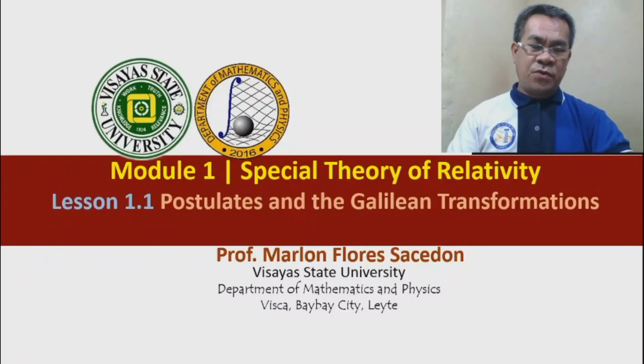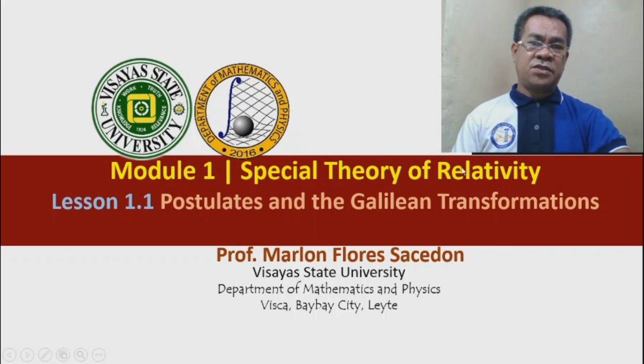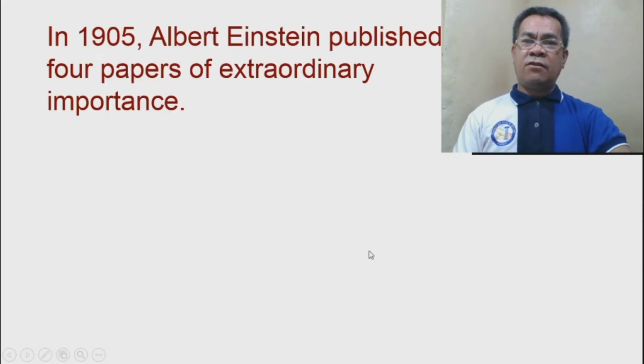In this video, we will discuss the postulates of Einstein and the Galilean transformation. This belongs to lesson 1.1 in our learning guide, under the topic of the module of the special theory of relativity. In 1905, Albert Einstein published 4 papers of extraordinary importance.